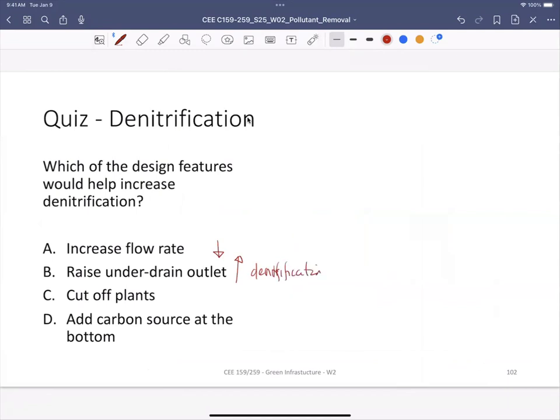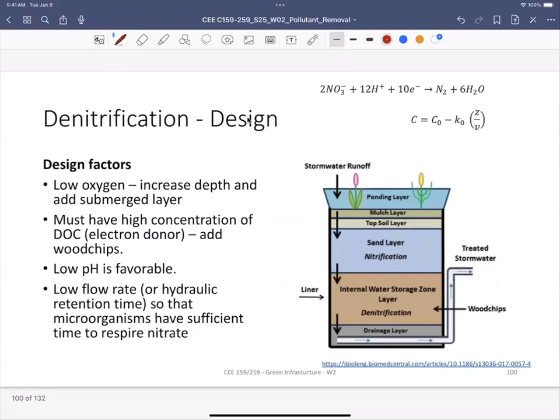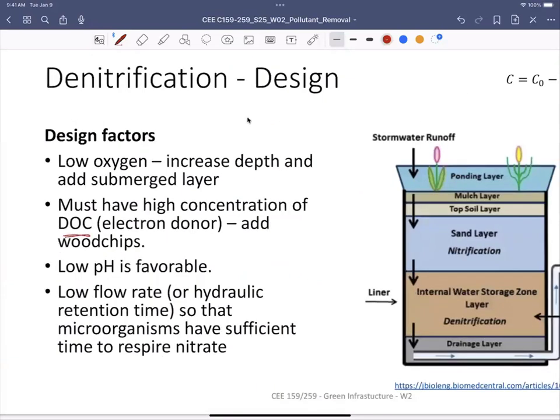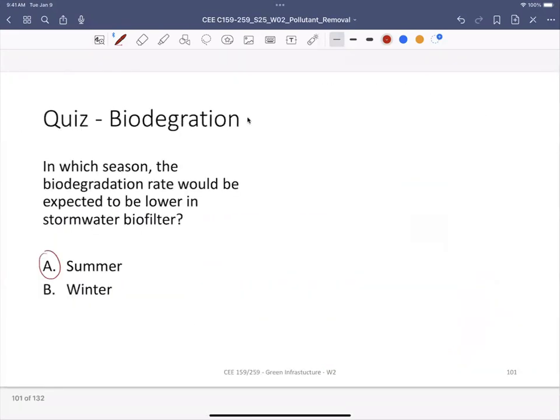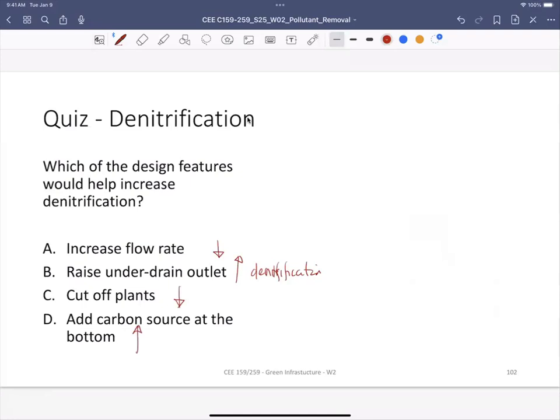Cut off plants. Plants are part of denitrification, because if you take the plants out, there will be a lot less bacteria. They are not going to remove a lot of pollutants. Then they cannot take nitrates out because they can use it as a nutrient. So that means this is definitely going to decrease it. Add a carbon source at the bottom. As you can see, the whole idea of a carbon source is basically this DOC. The DOC is the source of electrons, so you want to have carbon. That means this is going to increase denitrification. So the choice is B and D.